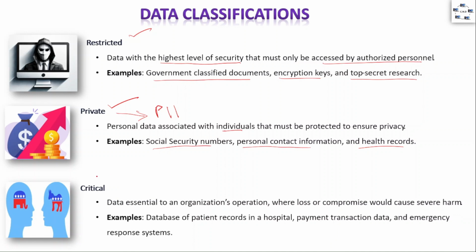And the last one is the critical, which is data essential to an organization's operation where loss or compromise would cause severe harm. Examples include database of patient records in a hospital, payment transaction data, and emergency response systems.